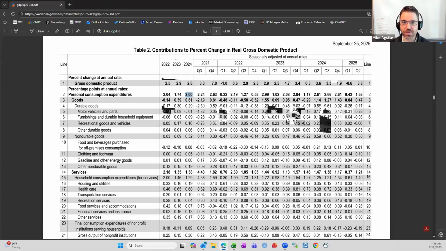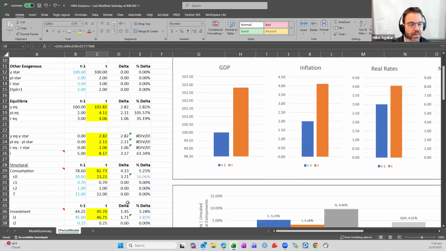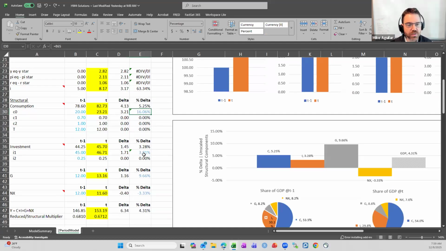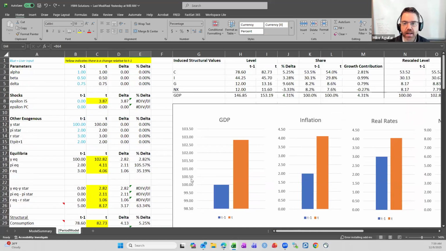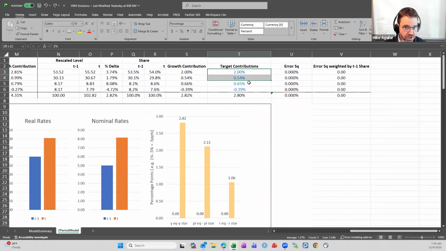Match table two from the contributions. All right, so let's skip away from the template and look at the solution doc. Look up here, right? Homework for solutions. So it turns out that we'll have a 16% increase in C0, a 3.8% increase in I1, an increase in G, and a decrease in net exports. All of that will allow us to have C, I, G, and X match our targets.